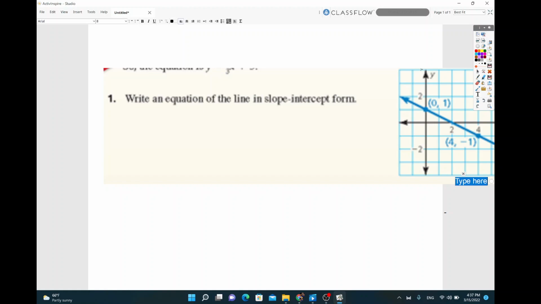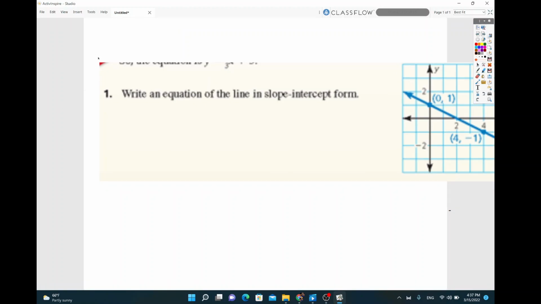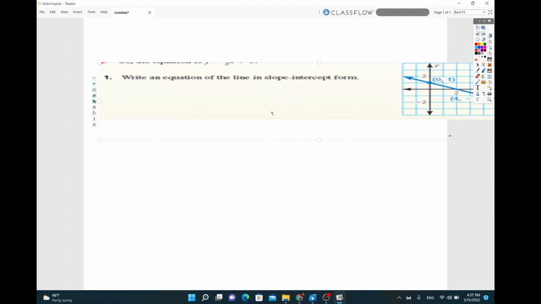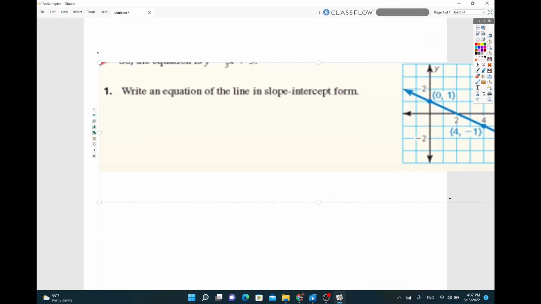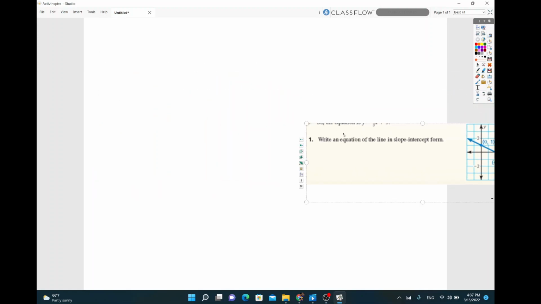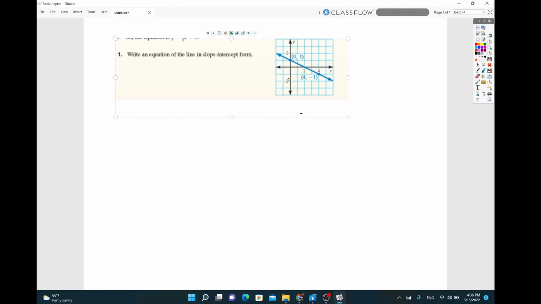So the first thing that we can do is find the y-intercept. The y-intercept would be considered (0, 1). And then all you need to do is find the slope.